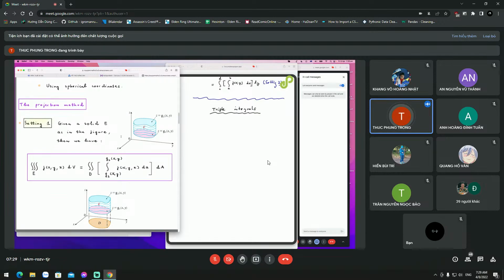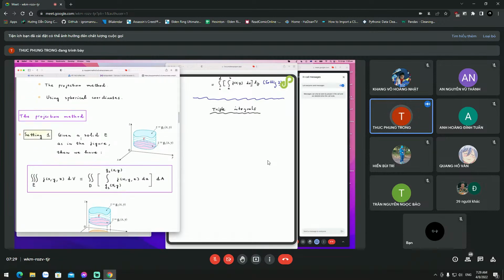So right here, I just try to show you how to apply the projection method correctly. So that's the main focus right here. All right, so it's very simple, and it's quite similar to the projection method we already saw in double integrals. Now, let's say now we have a solid E. So the first thing you do, if you consider the projection method, is to consider the projection of E onto the plane XOY.